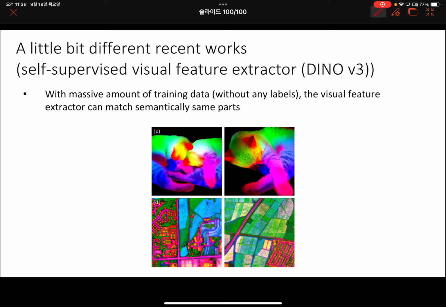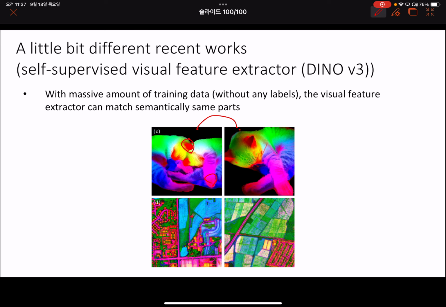So Dino 3 is from Meta, very recent work, maybe less than 1 month old, I guess. Basically it uses much more data and a much more advanced neural network architecture, so it is surprising that these images are from different images, but the cat has some distinctive parts, right? Ear or leg. This kind of thing can be consistently detected without any manual labels, just using contrastive learning, self-supervised learning, unsupervised learning.